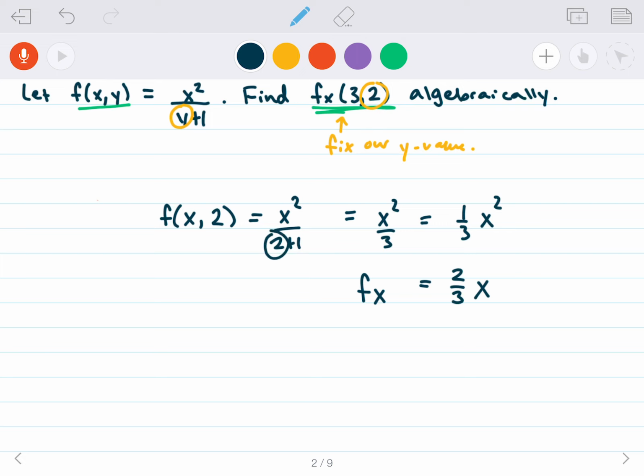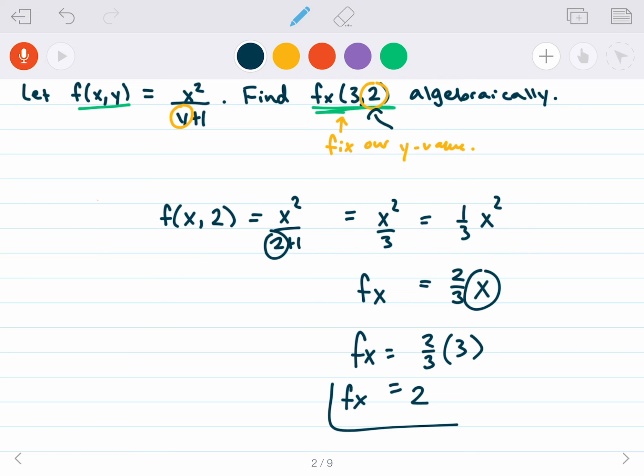What I want to do is actually figure out the slope. This gave me a slope function, but I actually want to figure out what the slope is at this point right here. So just like in Calc 1, we're going to plug in our number for x, and we get that the partial derivative with respect to x is 2/3 times 3, which is just 2. So that is our answer here.